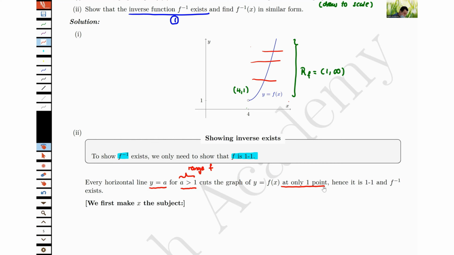Okay, in a sequential way, you have to first mention that therefore this is 1-1. And because it is 1-1, the inverse will exist. We write systematically: cuts 1 point, is 1-1, f inverse exists.